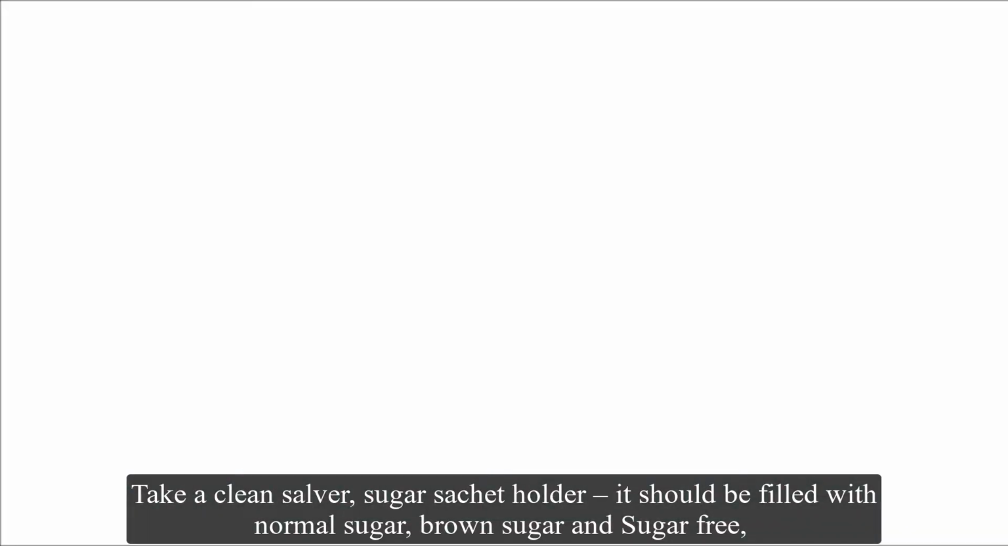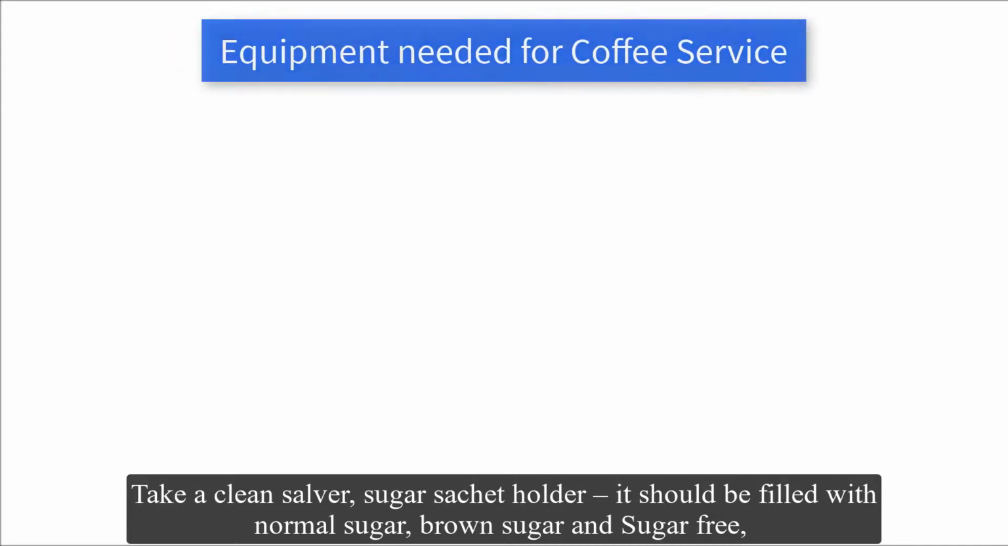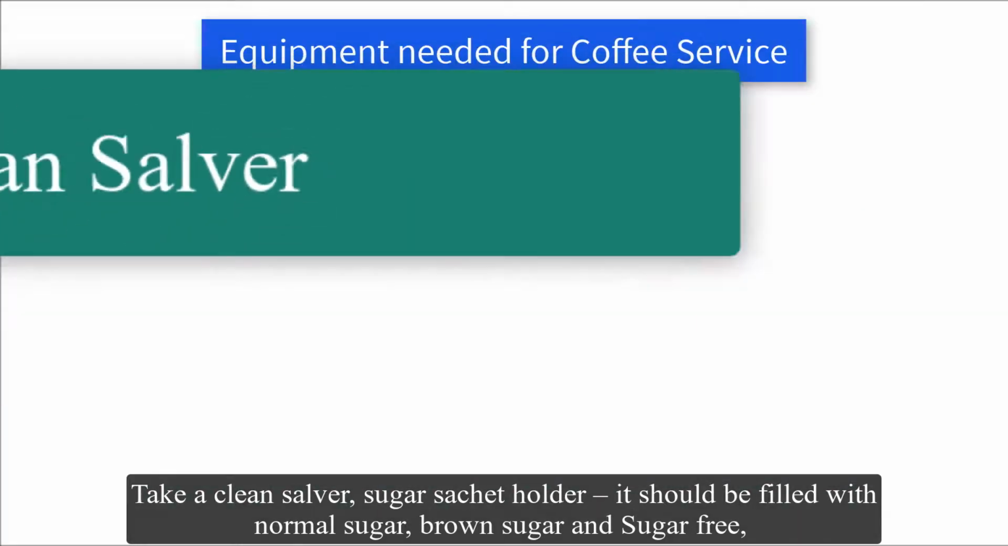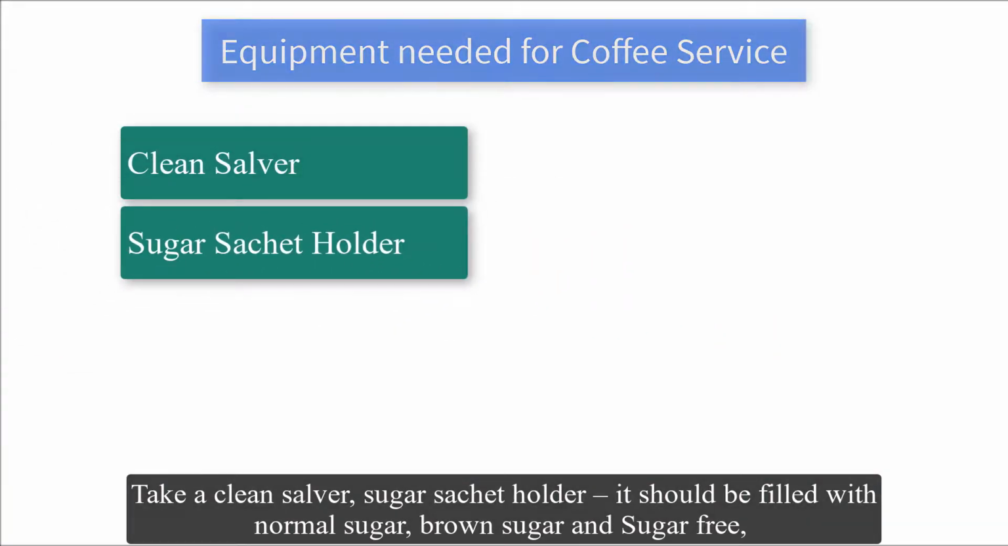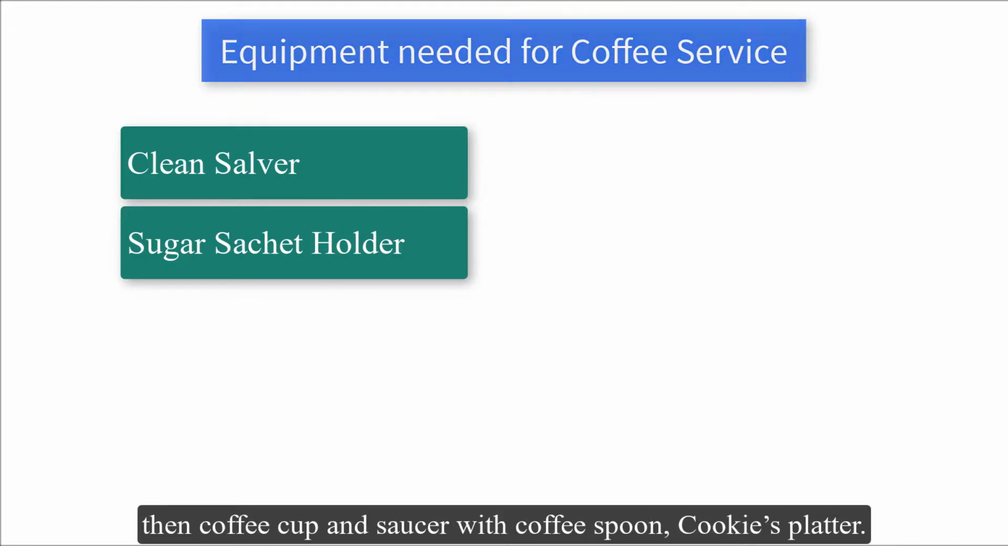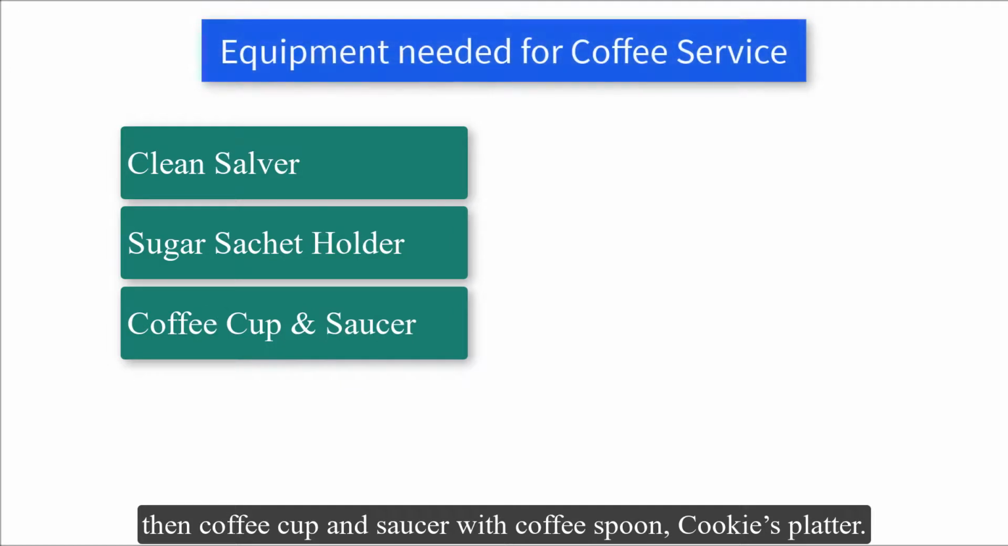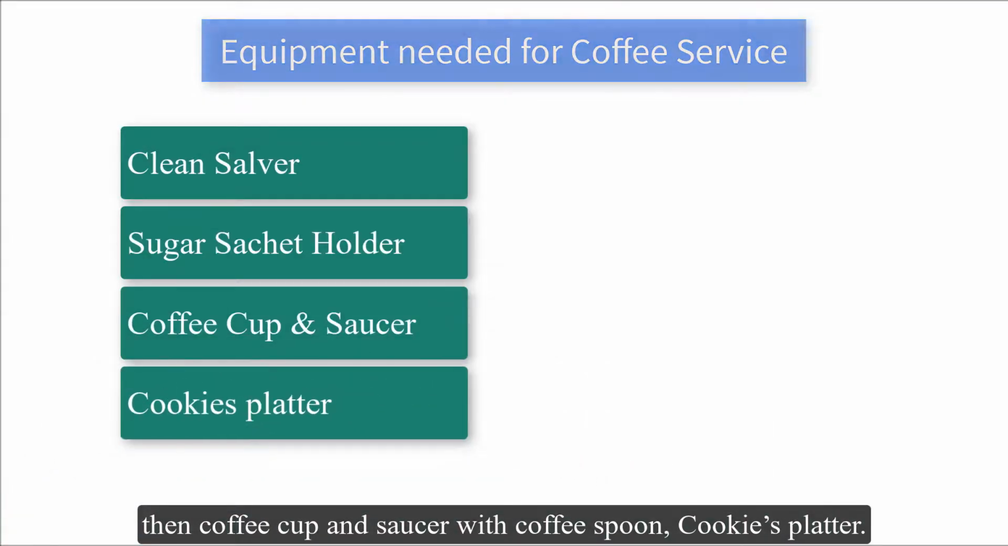Next, move on to the equipment needed for coffee service. Take a clean salver and a sugar sachet holder. It should be filled with normal sugar, brown sugar, and sugar free. Then, coffee cup and saucer with coffee spoon, and a cookies platter. These are all the equipment we need for coffee service.